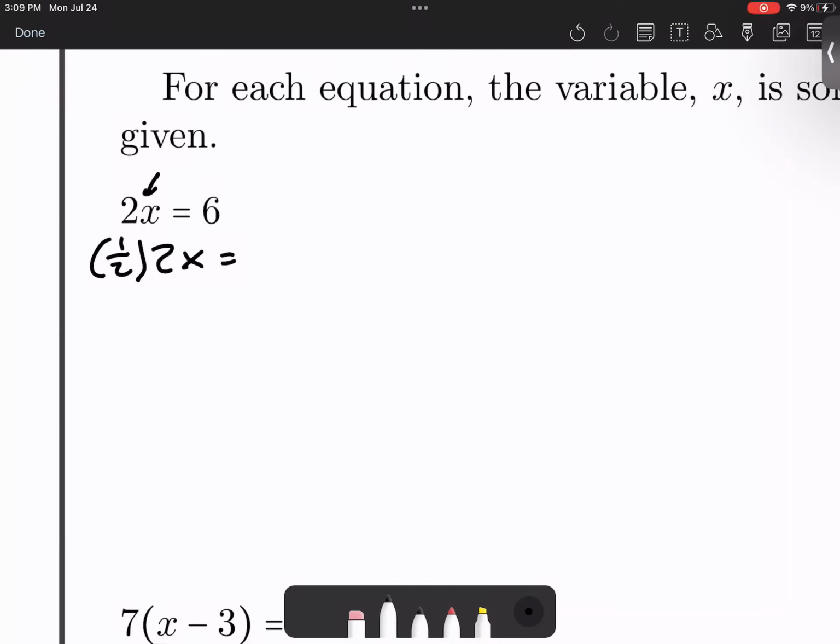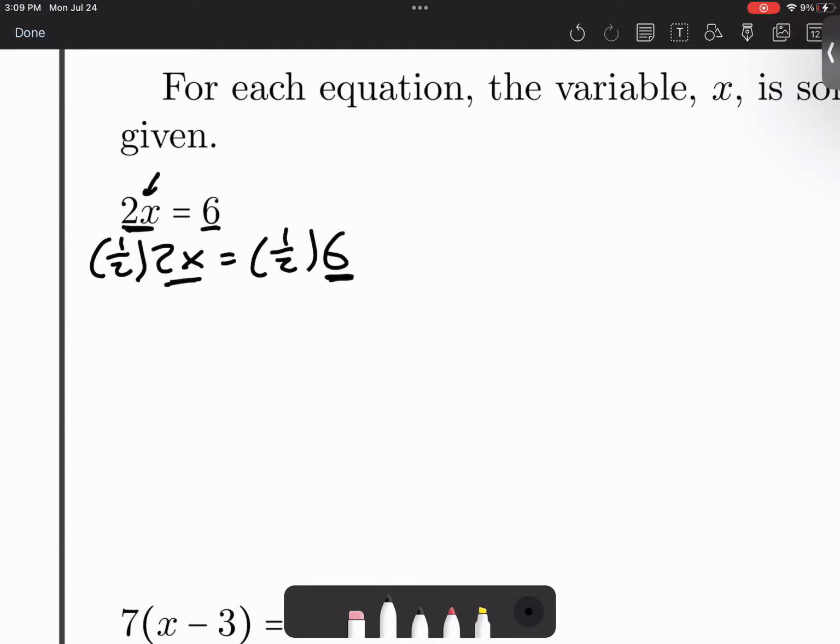Now I can't change things willy-nilly. If I multiply the left-hand side by 1/2, then I also have to multiply the right-hand side by 1/2. Right? So I really just copied down this 2x is equal to 6. And I did the same thing to both sides of the equation, so I didn't change anything.